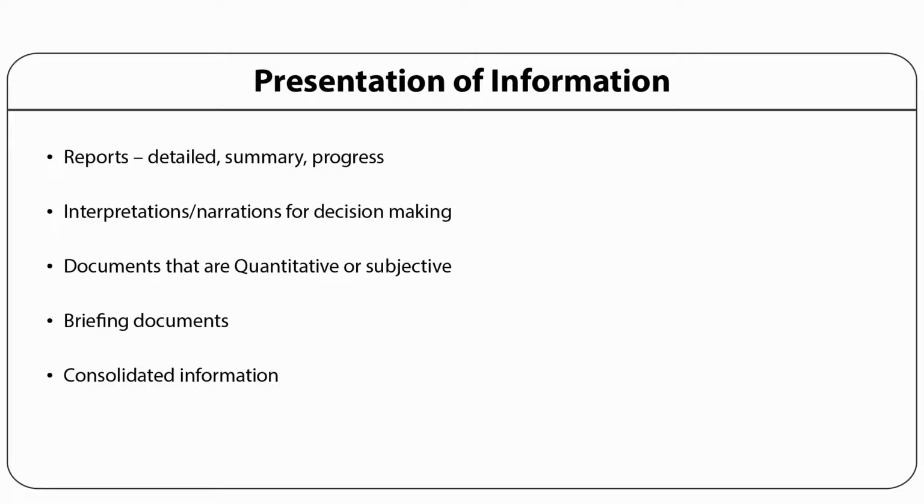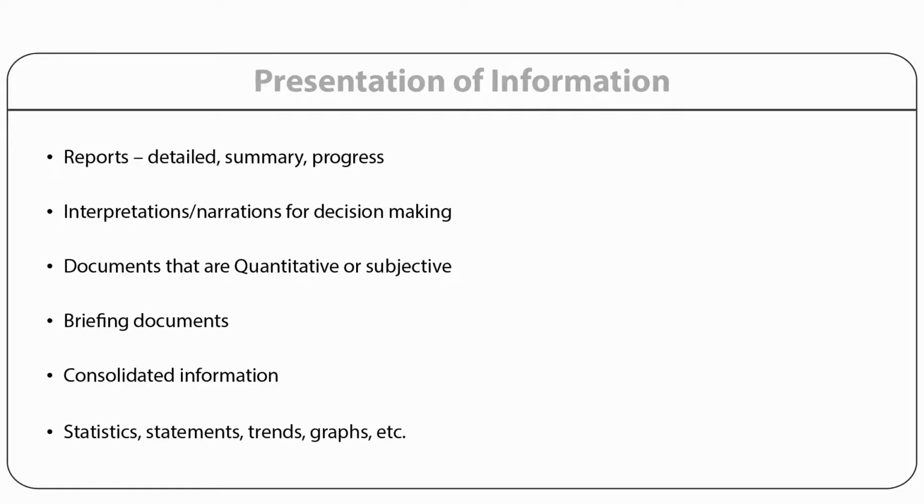And lastly, the information can be presented just in the form of some statistics or statements, some trends or graphs or tables, etc. Costs associated with MIS. Four major heads under which costs of MIS can be seen are hardware, software, personnel, and maintenance.